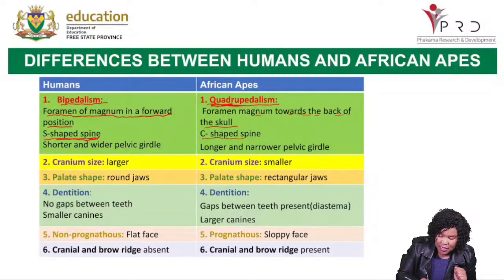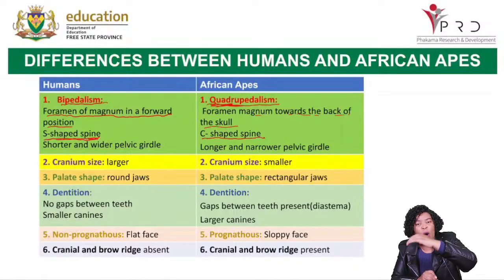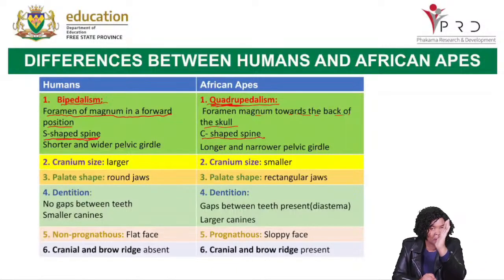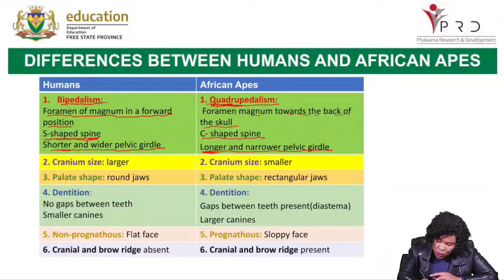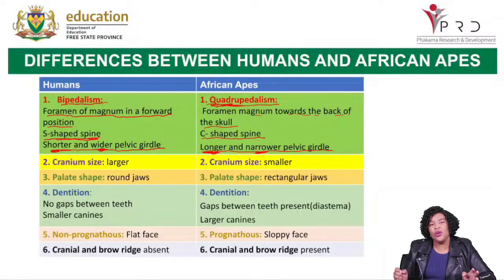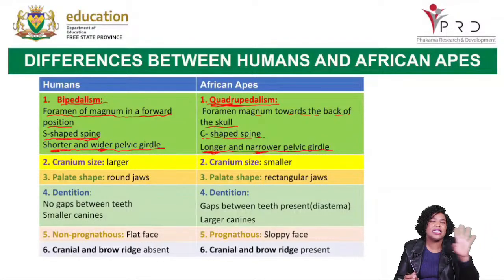However, with the African apes, they have a C-shaped spine. So once you see something that is C-shaped, you know that cannot be one of the humans. The humans one must be an S-shape. And then humans have a shorter and wider pelvic girdle, whereas the African apes have a longer and narrow pelvic girdle. Here, please use these words, longer and narrow, shorter and wider, because when you start using terms such as tall and thick and what, they mean something that is different.